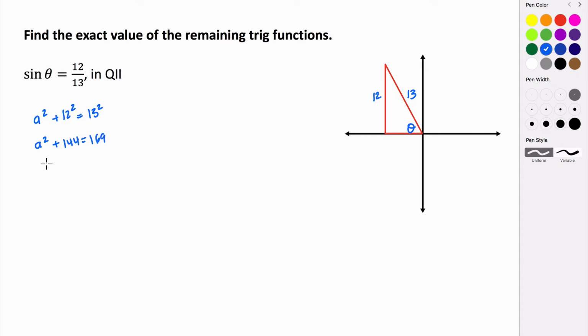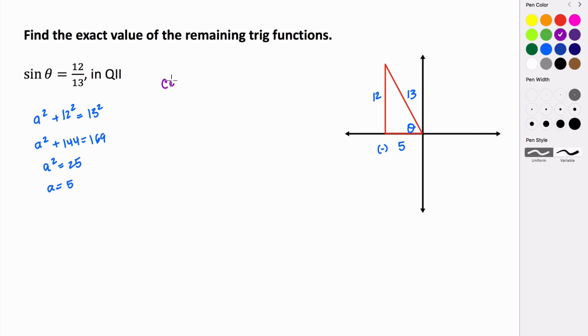Subtract 144, we get that a squared is equal to 25. Take its square root, so a is 5. So that tells us that this measure is 5. However, the direction, right, the x coordinate in this direction is negative, so it's going to have a negative value, or negative directionally. So now we can use this triangle to find the remaining trig functions.